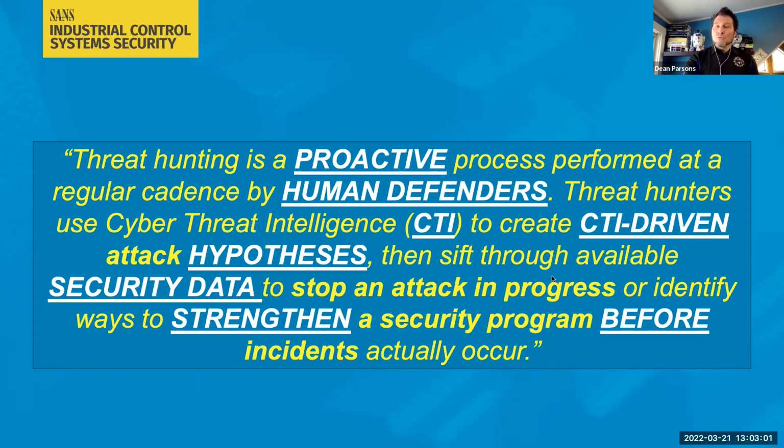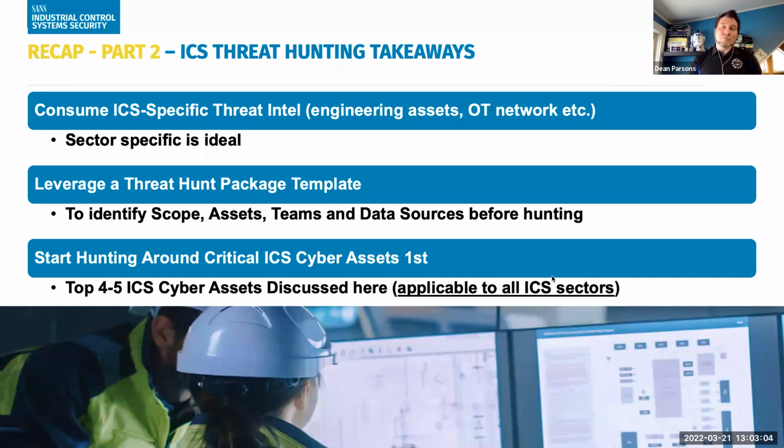So what we're going to do is recap the last section, which is part number 2, where we talked about getting the threat intelligence from your sector, ideally from your sector. Whatever it is, it should have engineering asset information, things aligned to Purdue, OT networks, and so on. That template we also built in part number 2, leveraging that threat hunt package template to specifically lay out the scope, how long it's going to be for an actual hunt, also the assets we're going to hunt around, also the teams identified, and of course, the key data sources we're going to look through for hunting in the environment.